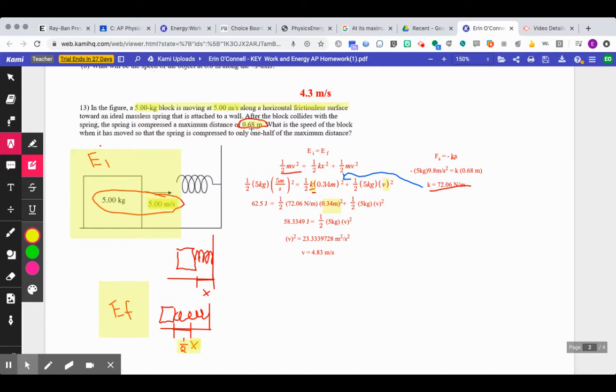We divide both sides by 5 kilograms and then multiply by 2. We get v squared equals 23.3339728 meters squared per second squared. Take the square root of both sides. We get 4.83 meters per second. If you use 10 here for g, you'll get exactly that answer above.